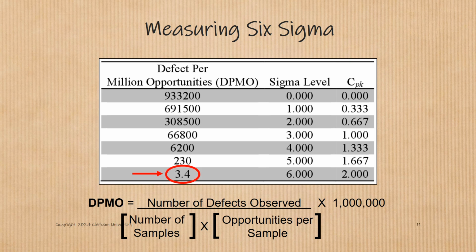DPMO is calculated by multiplying the number of samples by the opportunities per sample, dividing this value into the number of defects observed, and multiplying by 1 million. Let's work through an example to further illustrate how DPMO is determined.